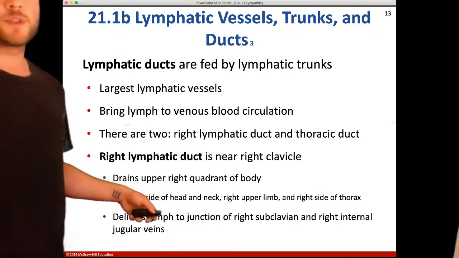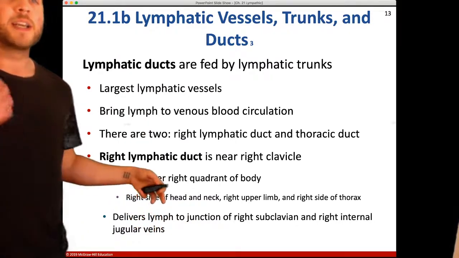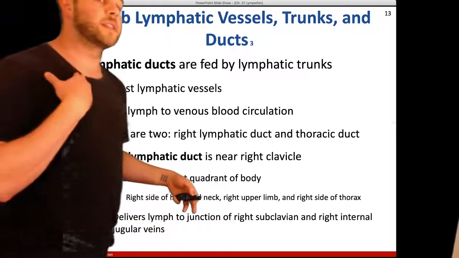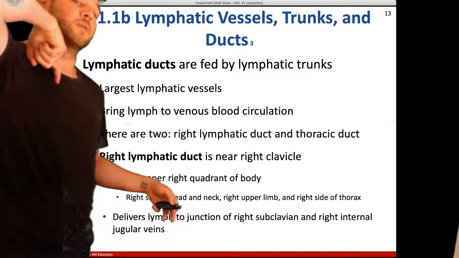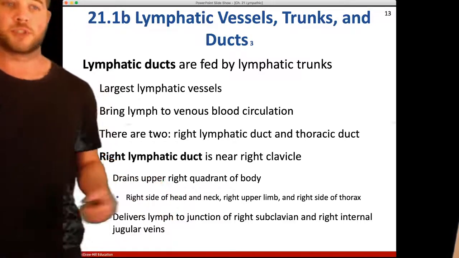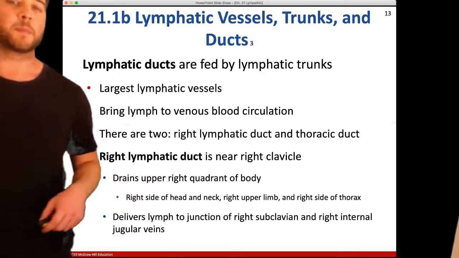It's going to deliver lymph to the junction of the right subclavian and right internal jugular veins. So kind of right in this area, your right lymphatic duct will enter and connect into your right subclavian, which joins into the inferior vena cava.